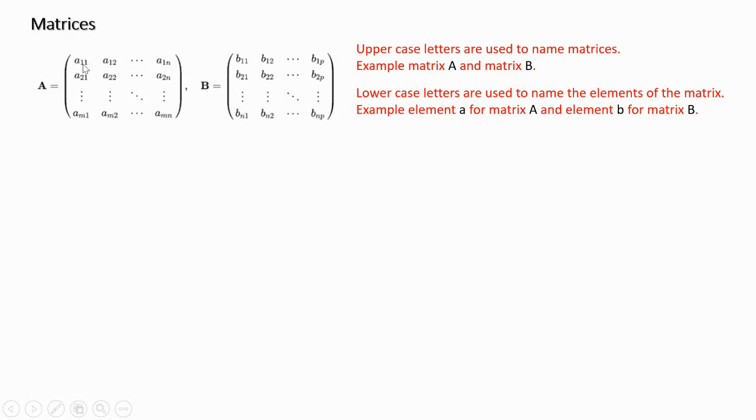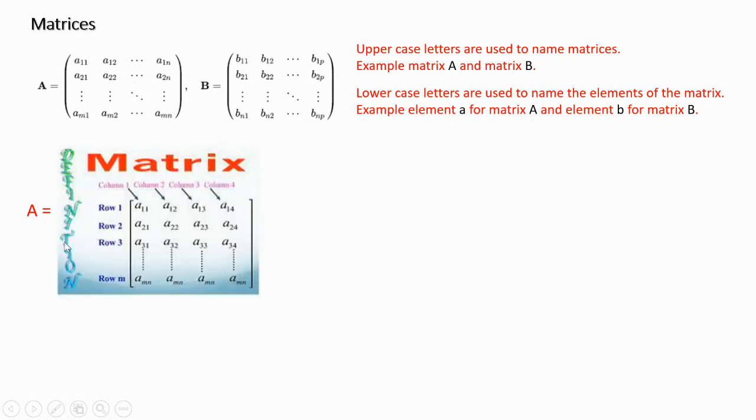This is element a sub 1, 1, which means this is the first row and first column. Okay, I think I'm jumping the gun a little bit. Lowercase letters are used to name the elements of the matrix. Example, elements a for matrix A and elements b for matrix B. Okay, I was jumping the gun. Okay, here we go. For example, this is matrix A. This is row 1.